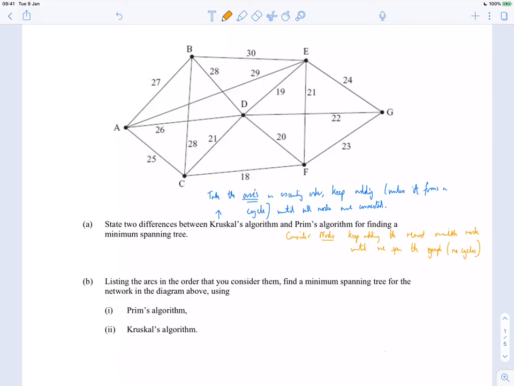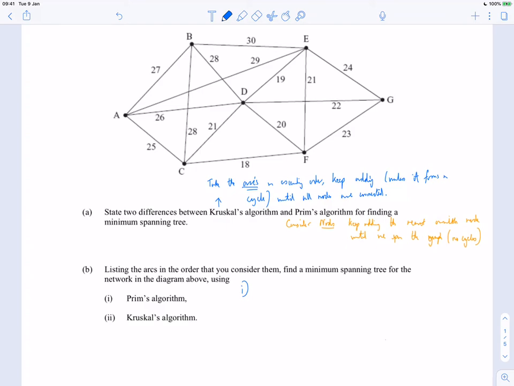So listing the arcs in order that you consider them, find the minimum spanning tree for the network in the diagram above using Prim's. Okay, so using Prim's algorithm, what is the lowest arc on the grid? Well, I believe it's D to E, which is 19. I don't think there's a shorter arc. So we'll have D to E, which is 19. That's accepted. And then what's the next one? They don't necessarily have to be joining, right? They might not be. So I think the next one above 19 is 20, which is D to F. That's fine. So that's 20, that will be accepted.